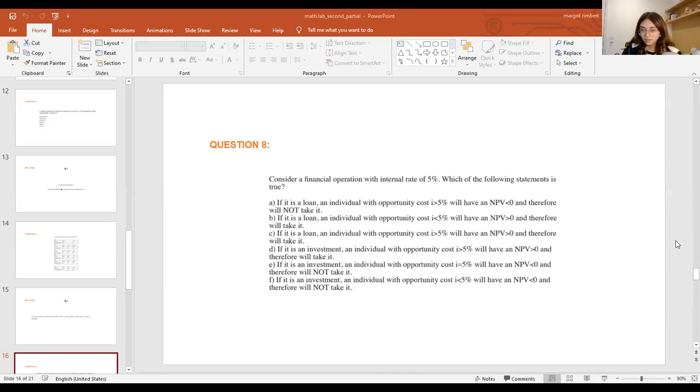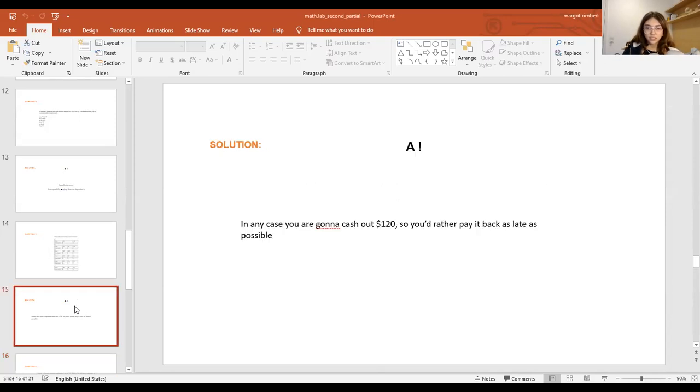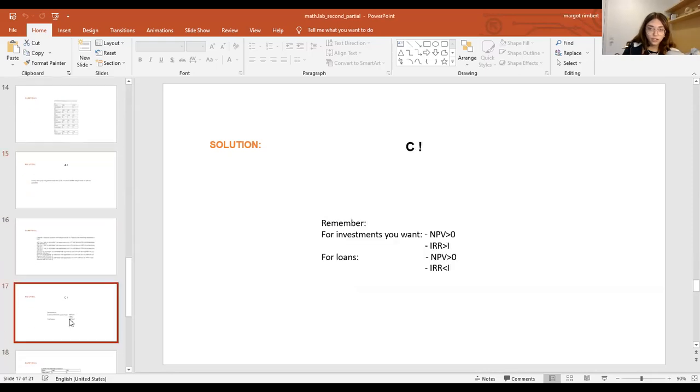What do you guys think it is? Maybe A? Okay, so I guess I'll just show you guys. There you go. It's actually C. So why is it C?